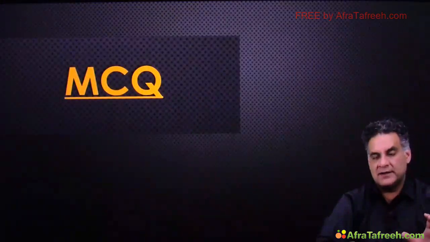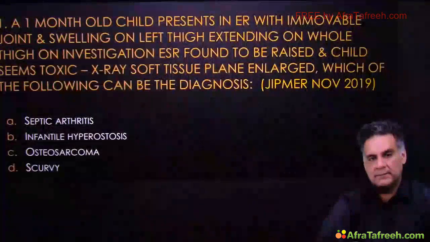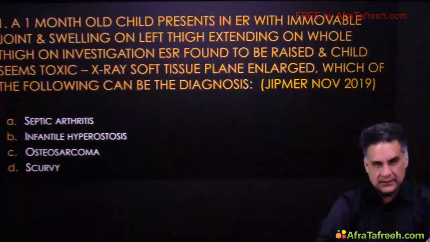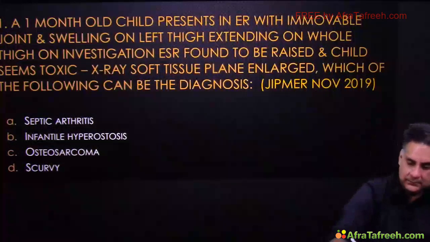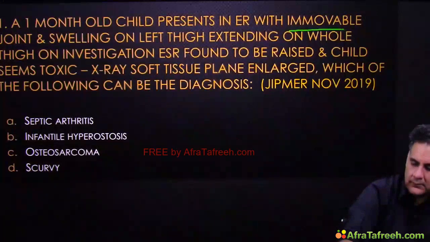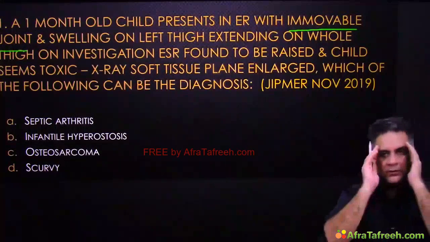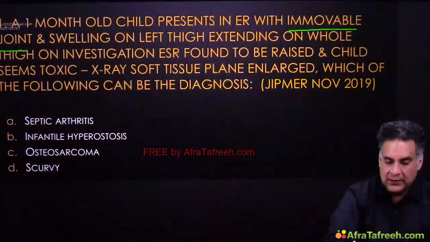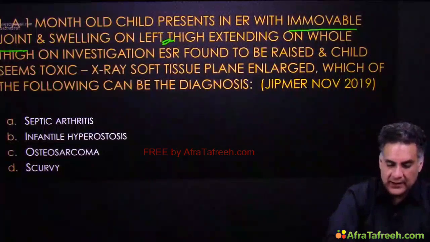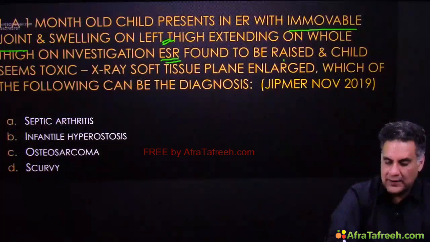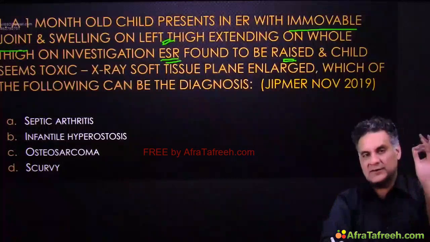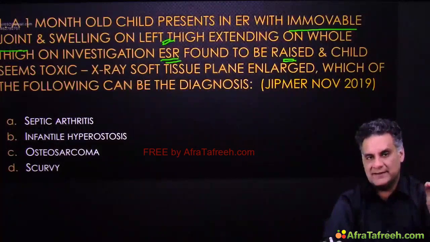Coming to the questions, my friends. Question number 1. A 1-month-old child presents with an immovable joint, movement absent. Think about joint infections. Swelling on the thigh, extending the whole thigh. ESR found to be elevated. Child is toxic. Toxic child, absent movement, less than 5 years. I'm going to have a thought of septic arthritis.